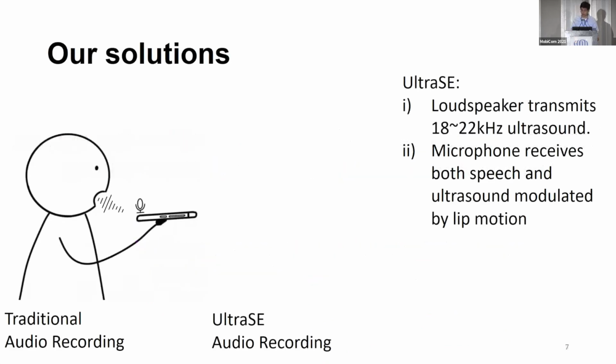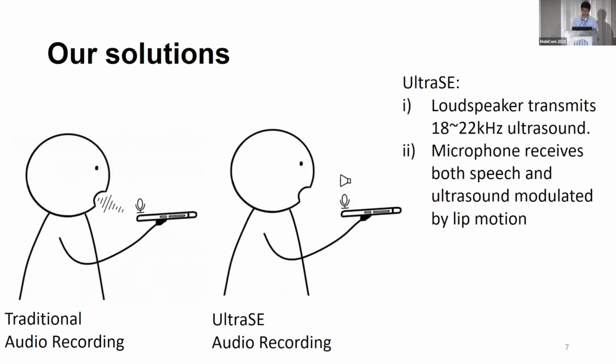Compared to traditional audio recording, UltraSE will continuously transmit ultrasound using the loudspeaker on the mobile device. When the user is speaking, the ultrasound will be modulated by the speaker's articulatory gestures close to the smartphone. As a result, the microphone captures both the audible sound and the reflected inaudible sound.